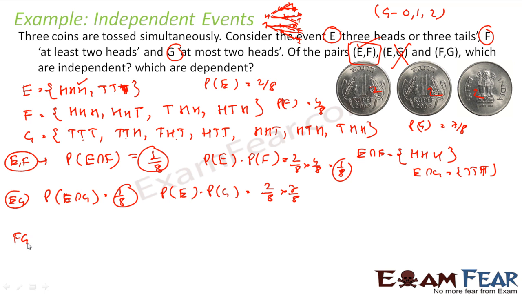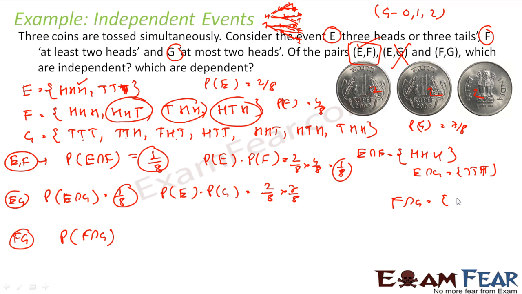Similarly, F and G. I have to find the probability of F and G. F and G, what common elements do you see? I have to find that. Correct? So if you see, H, H, H is there? No. H, H, T is there? Yes. T, H, H is there? Yes. H, T, H is there? Yes. 3 common elements. F and G has 3 common elements, right? H, H, T, T, H, H and H, T, H.